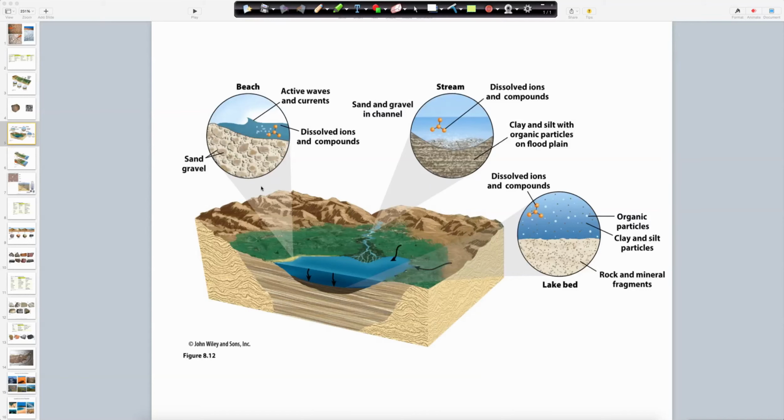Over here on a beach, you have sand and gravel. You have dissolved ions and compounds, primarily calcium carbonate and silica. Remember chapter 21. They're going to precipitate out and cement together, they're going to precipitate out in between the sand and gravel grains. In a lake bed, you're getting clay and silt being deposited, but they also do have organic particulate.